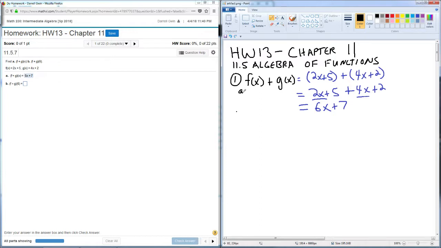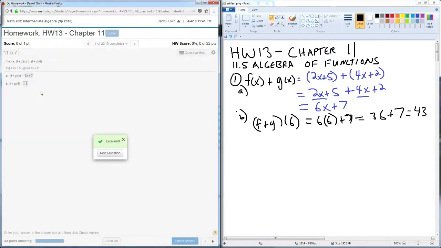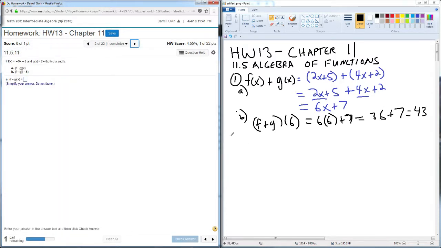And that was part A. And part B is, what is the sum function with 6 in it? So instead, I'm just going to say that is f plus g of 6, which equals 6 times 6 plus 7. See, I use the same formula. 6 times 6 is 36 plus 7 is 43. I can do this really fast because if I make a mistake, it'll catch it with this check right here. Normally, I would take my time to make sure I got it right, like on a test question.